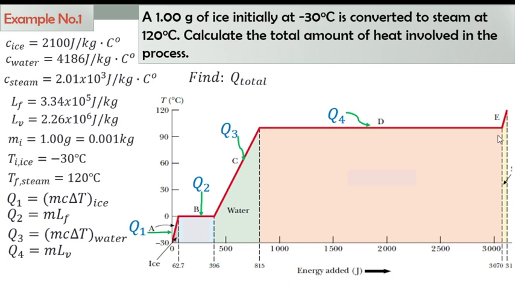steam. And once our steam reaches 100 degrees Celsius, it is ready to increase its temperature. For this part, we need another amount of heat, which is Q sub 5. Q sub 5 is the amount of heat needed for our steam to increase its temperature up to 120 degrees Celsius. So our Q sub 5 is calculated as mc delta T for steam. We will be using the specific heat capacity of steam because this is already steam.